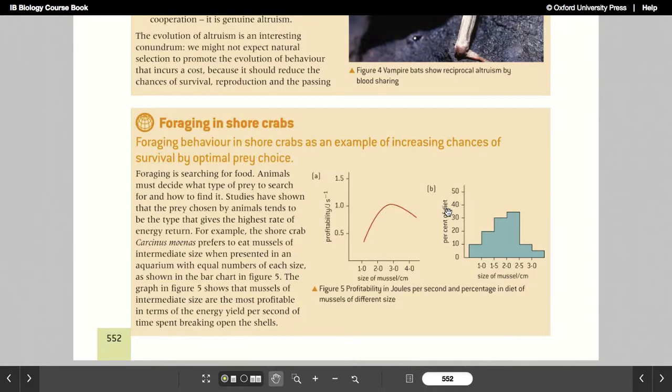Because the big ones, it might take too long to open up their shells. So too much effort for payoff, but a lot of effort. And then the little ones, they're easy to open, but they don't give enough payoff, so they end up eating the ones in the middle. So it's kind of like, I don't know, studying a little bit to get a B, or studying a lot to get an A. I've kind of been doing that this semester, just kind of being able to gauge how much effort you want to put in for how much payoff.